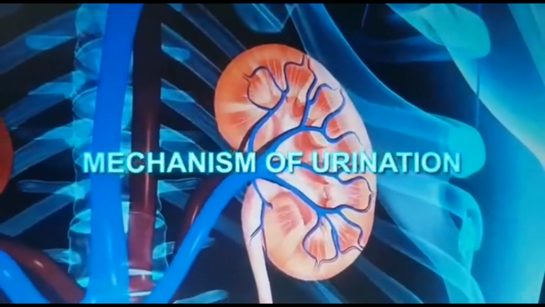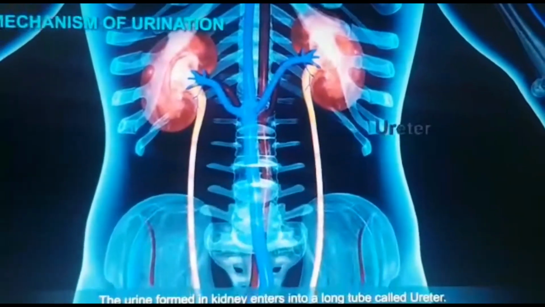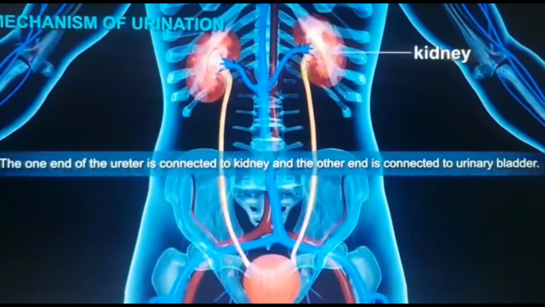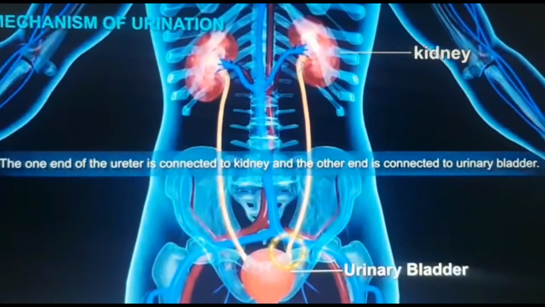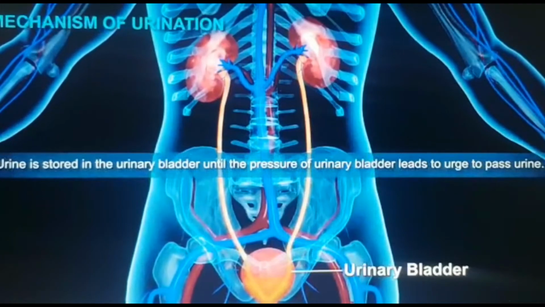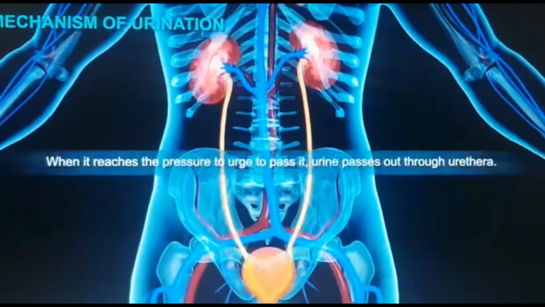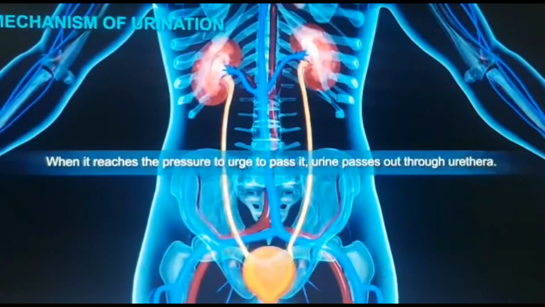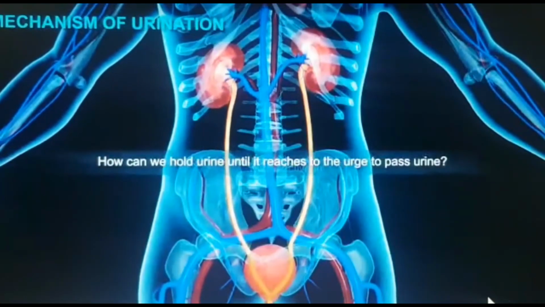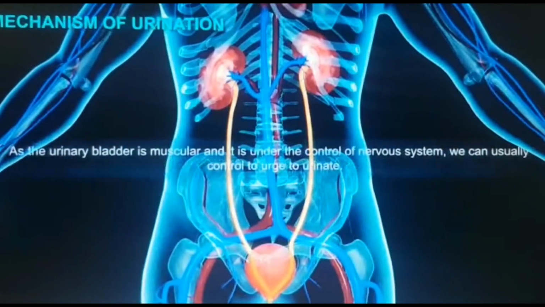Mechanism of urination. The urine formed in kidney enters into a long tube called ureter. The one end of the ureter is connected to kidney and the other end is connected to urinary bladder. Urine is stored in the urinary bladder until the pressure of urinary bladder leads to urge to pass urine. When it reaches the pressure to urge to pass it, urine passes out through urethra. How can we hold urine until it reaches the urge to pass urine? As the urinary bladder.